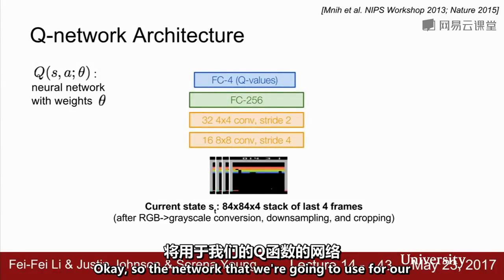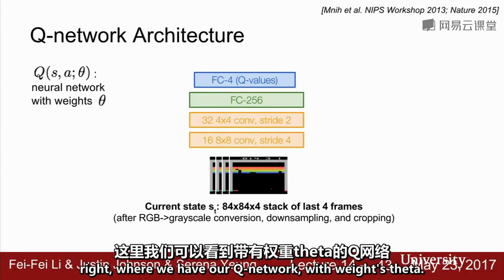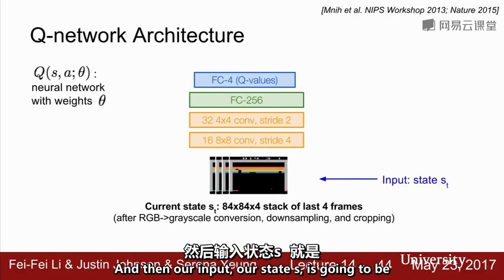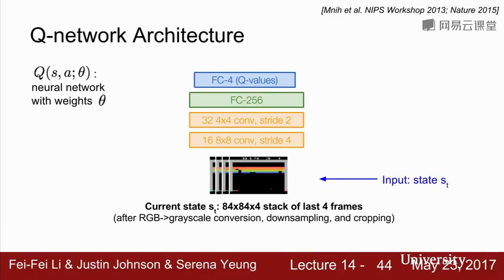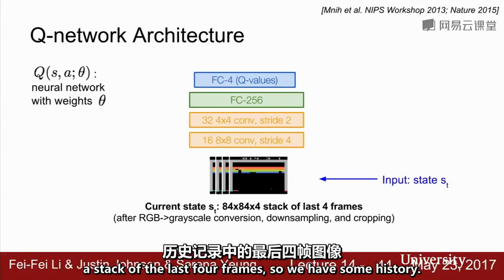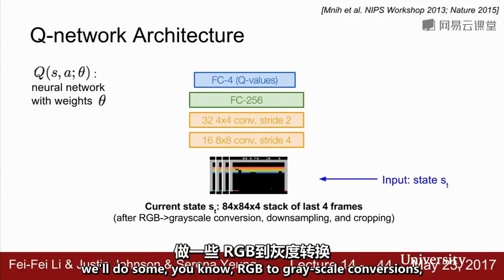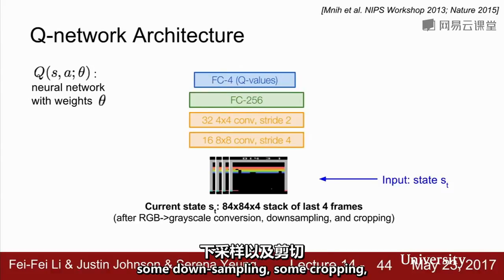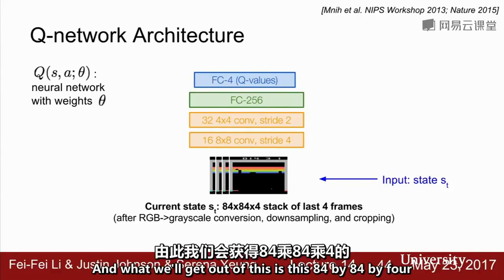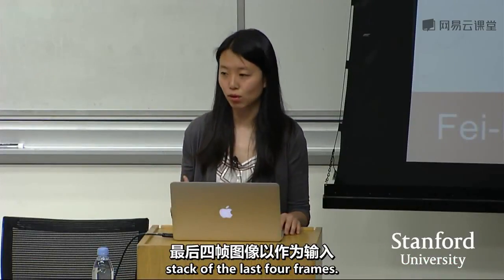Okay, so the network that we're going to use for our Q function is going to look something like this, right? Where we have our Q network with weights theta, and then our input, our state S, is going to be our current game screen. In practice, we're going to take a stack of the last 4 frames, so we have some history. We'll take these raw pixel values, do some RGB to grayscale conversion, some downsampling, some cropping, so some pre-processing. What we'll get out of this is this 84 by 84 by 4 stack of the last 4 frames.